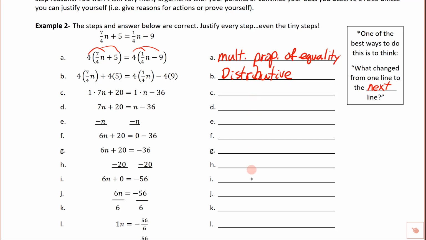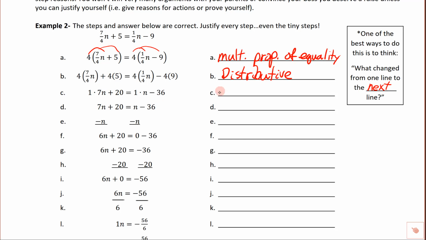So this is literally what the work is on the assignment, is just going through and justifying each one of the steps. Now, what happened from here to here? So what they did is they changed this 4 times 7/4 n just to a 1n. Well, they canceled off the 4s. So that is the, let's see, what's that called again? That's the multiplicative inverse property. They did a little bit of simplifying here. They just did the arithmetic. So 4 times 5 is 20. They canceled here, same thing there, multiplicative inverse property, and then they just simplified 4 times 9 to negative 36.